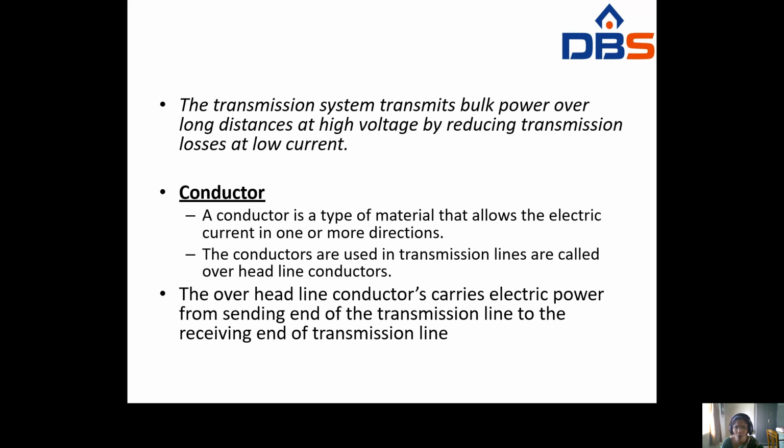Conductors, their advantages and limitations are all discussed in this class. First of all, the transmission system transmits bulk power over long distances at high voltage, reducing transmission costs and losses at low current. By using the transmission system you can transmit a large amount of power, a bulk amount, over long distances and at high voltages. Because of this you can reduce the transmission losses at low current.